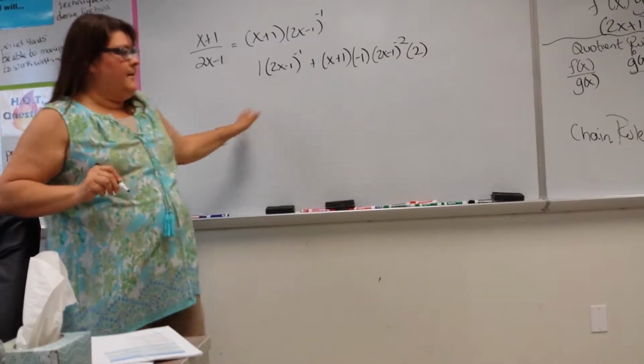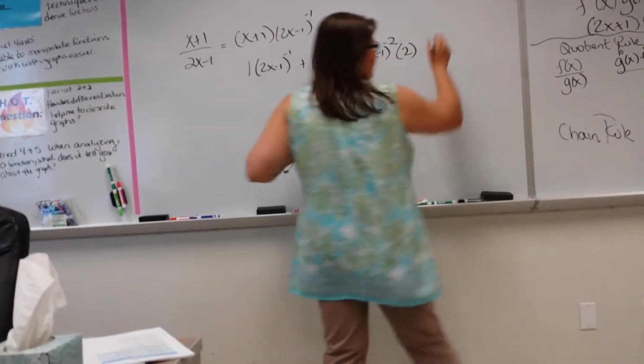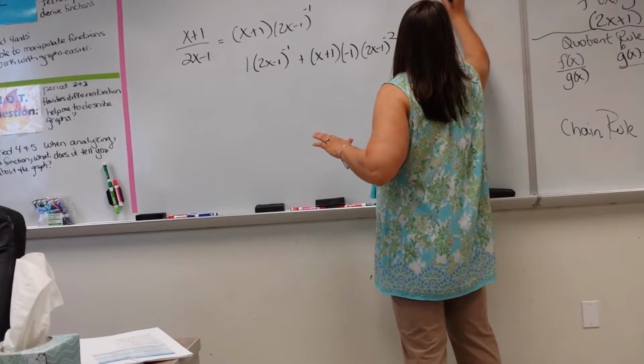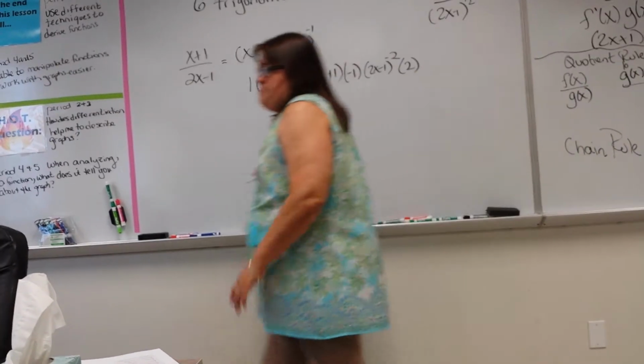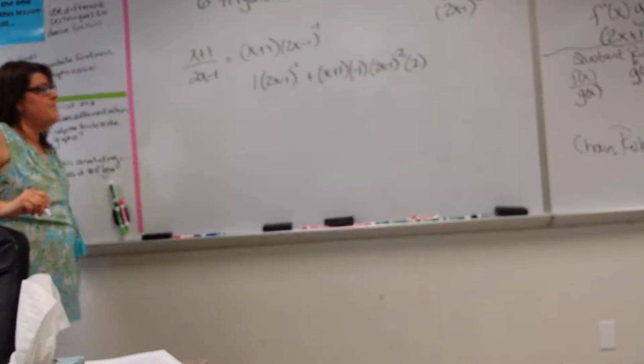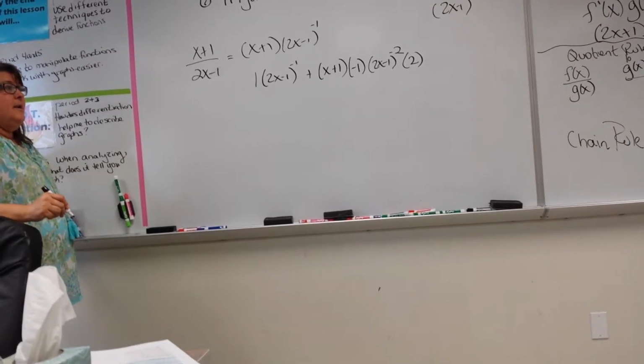Now, that looks nothing like our goal, which is to make it look like negative 3 over 2x minus 1 squared. Are we good so far? Well, there's a lot of things you can break down.